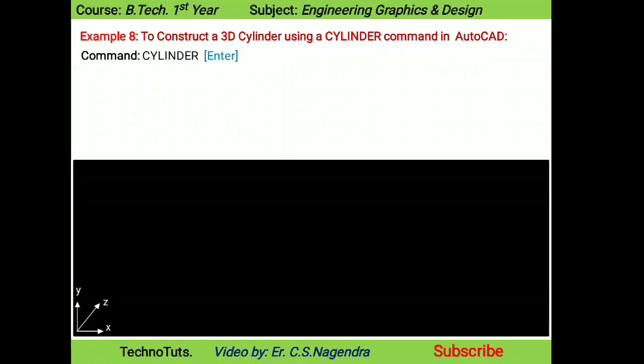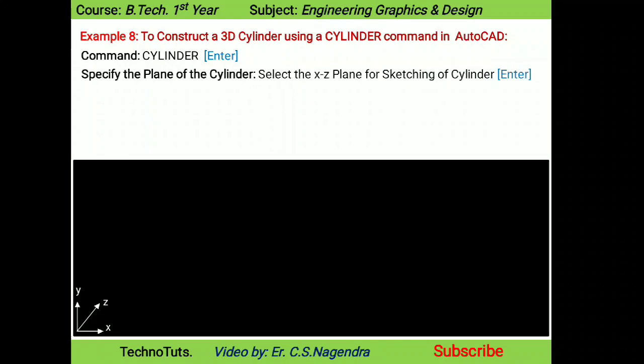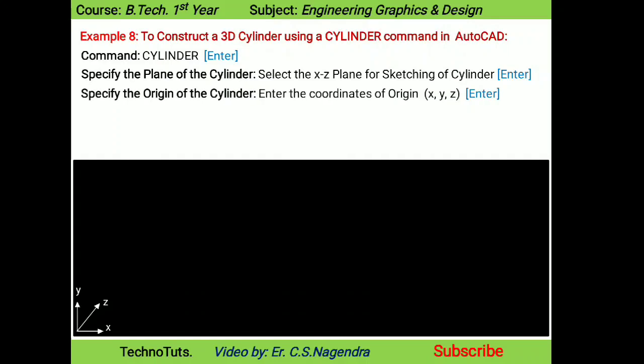Let us take an example to construct a 3D cylinder using the cylinder command in AutoCAD. At the command prompt, type cylinder and press the enter key. The viewport will get activated on the screen. Now the computer will ask you to specify the plane of the cylinder. Just select the exact plane for sketching of the cylinder and press the enter key. Now I have selected the exact plane over here. In whatever plane you have to draw or sketch, you will select according to your need.